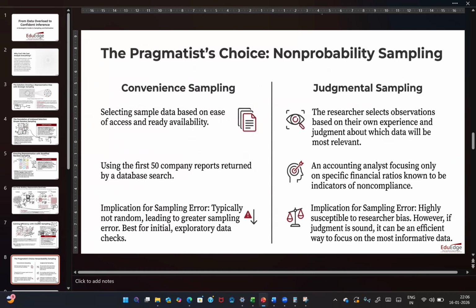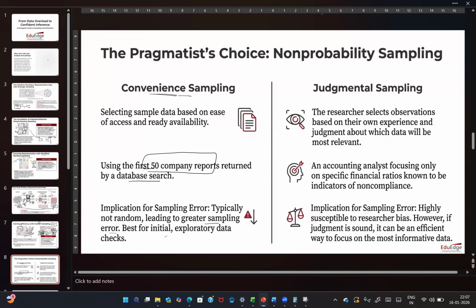What else do we have? We have two other methods. One is convenience sampling. So we are selecting data based on the ease of availability and accessibility of the data. An example of that: suppose you're doing a database search. The first 50 companies that you get, you take the reports and data of those companies. Since those are the most easily accessible, you create a sample out of it. So that's convenience sampling. Since they are not random, it could lead to greater sampling error.